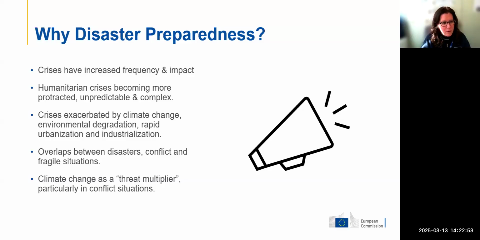And why disaster preparedness? We go to our core. We acknowledge that crises have increased frequency, impact, and sometimes it's a bit overwhelming. And humanitarian crises are becoming more protracted, unpredictable, and complex. The current crises are overlapping. There is what we call this compounded risk, or the overlaps between the impact of natural hazards, fragile situations, or human-made crisis. And we see specifically, the European Commission sees specifically climate change as a threat multiplier, specifically in fragile contexts.